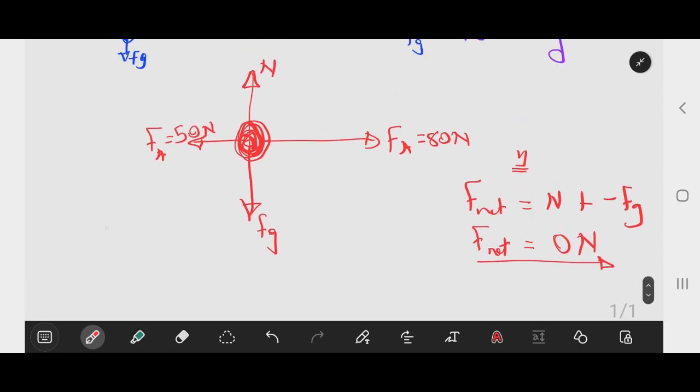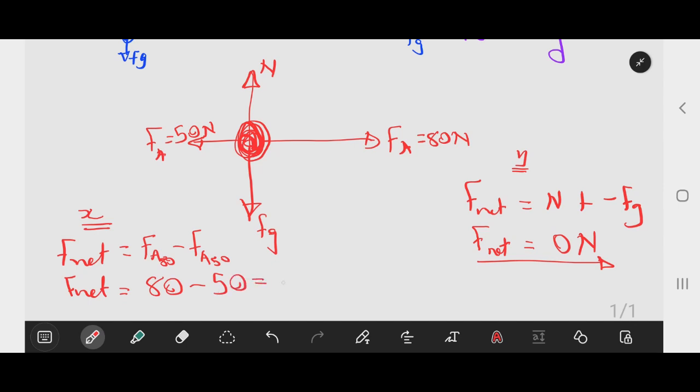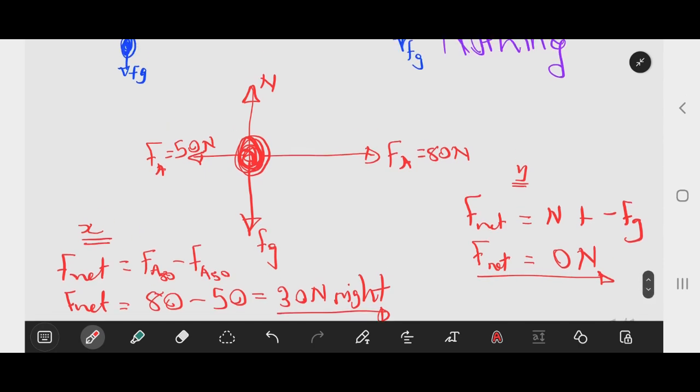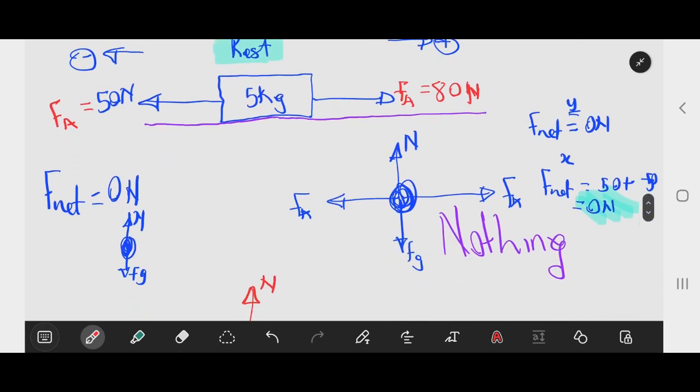So let's check the net force in the x direction. If you calculate the net force in the x direction, you have two forces. You have the applied force, which is the 80 newtons, and you have the applied force, which is the 50 newtons. So the net force is equal to 80 minus 50, and we get 30 newtons to the right. So now we do have a net force acting on the object. The net force is no longer 0.